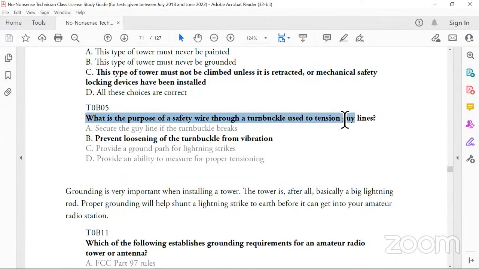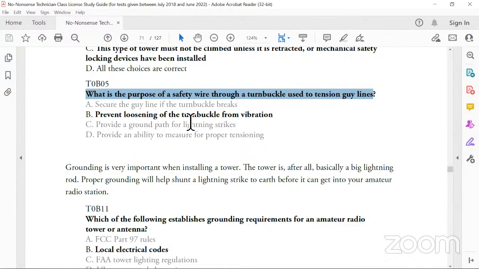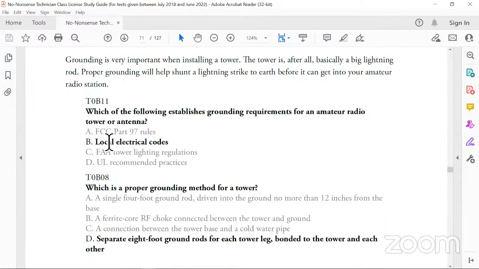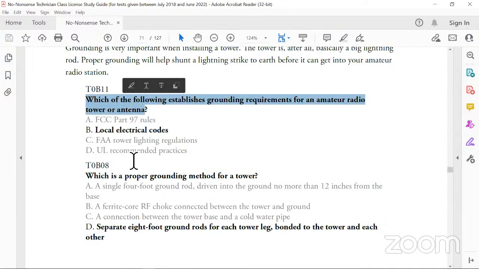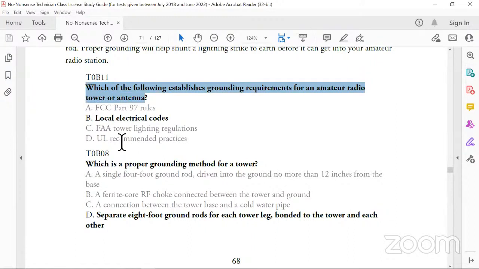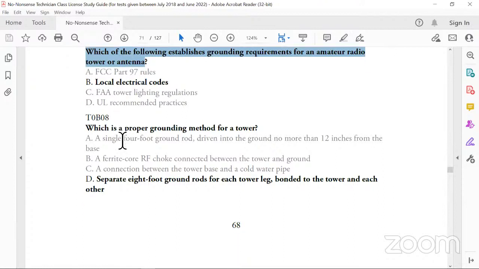What is the purpose of a safety wire through a turnbuckle in a tension guy line? We said that it is to prevent loosening of the turnbuckle from vibration. Which of the following establishes grounding requirements for an amateur radio station or tower or antenna? Well, it's your local electrical codes. For example, the NEC in the US, or maybe the TTBS published electrical code in Trinidad and Tobago, or whatever you have for your jurisdiction. So the local electrical code will determine the grounding requirements.